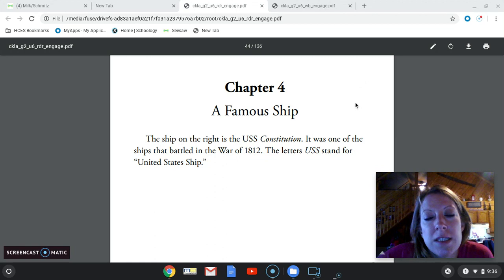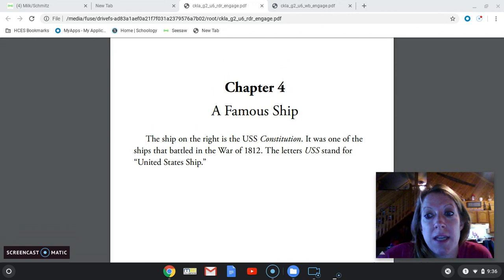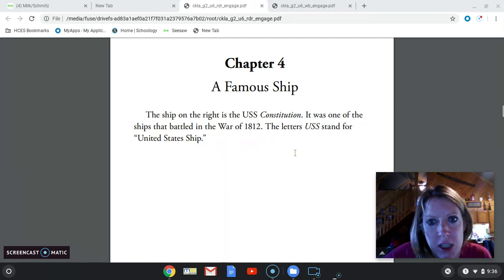The ship on the right is the USS Constitution. Who remembers what the USS stands for? If we read on, you'll see. It was one of the ships that battled in the War of 1812. The letters USS stand for United States Ship. So that should tell you that probably all of our ships start off with the abbreviation USS, all the ones that are in the military, because they're all United States ships, and then they'll have their name after the abbreviation.